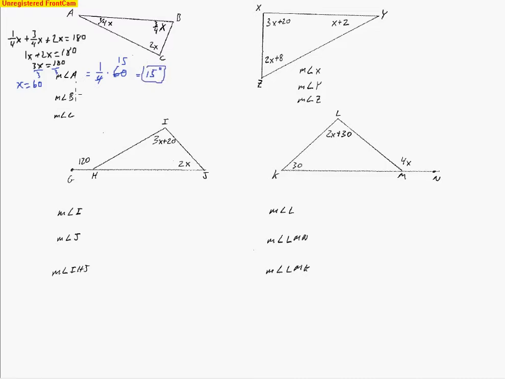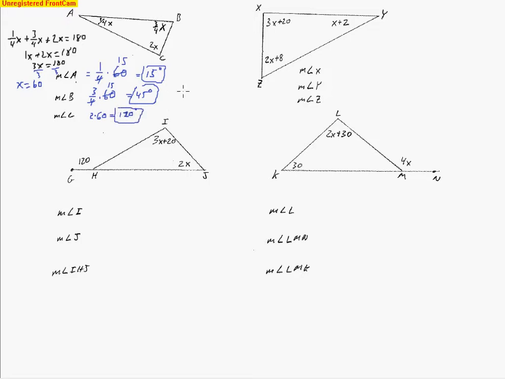Taking a look at angle B, we substitute the 60 in for x here. So we'll have 3/4 times 60, and 4 goes into 60 15 times. 15 times 3 makes 45 degrees. So that's angle B. And for the last one here, we substitute the 60 in for x. We have 2 times 60, and that gives me 120 degrees.